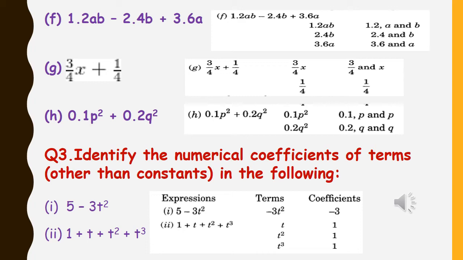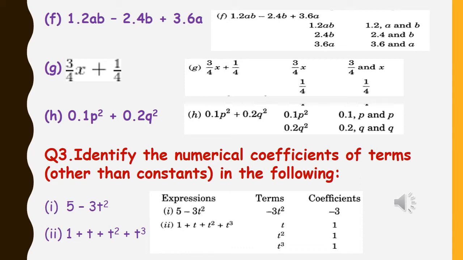Part G is 3 by 4 x plus 1 by 4. Two terms are 3 by 4 x and 1 by 4. And the factors are 3 by 4 and x, and 1 by 4. You can solve part H in a similar manner. We are moving to question number 3.